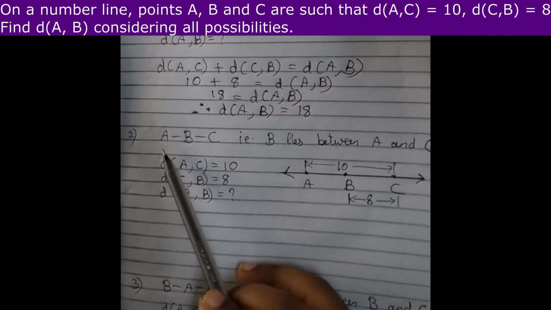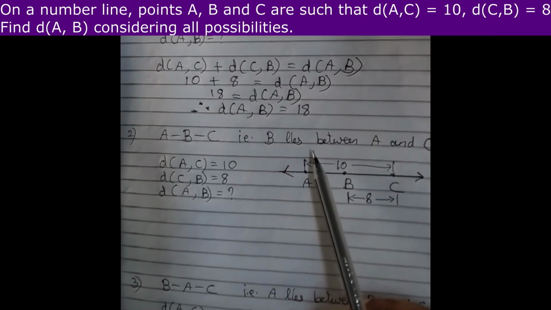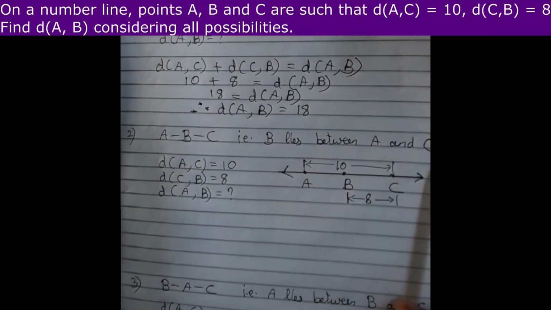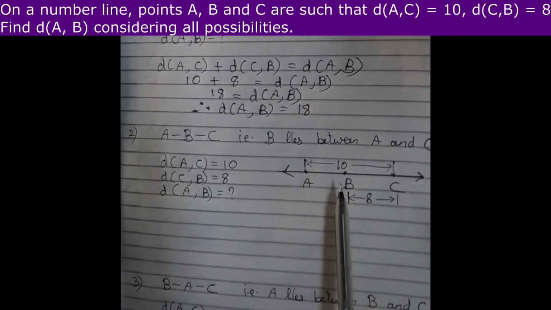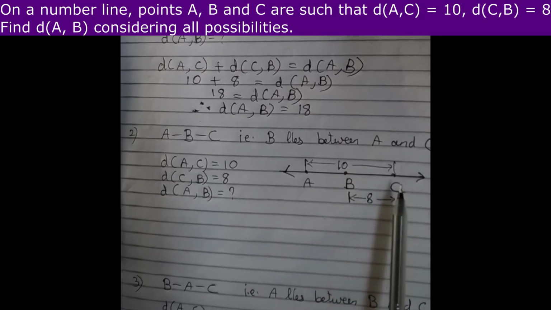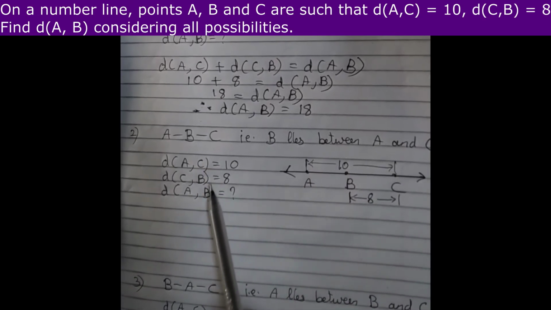The second possibility is A-B-C, that is, point B lies in between A and C. See here, the point B is between A and C. So whatever is given in the question, we will write all the values.